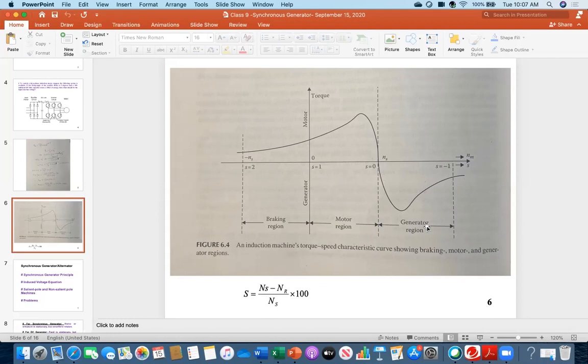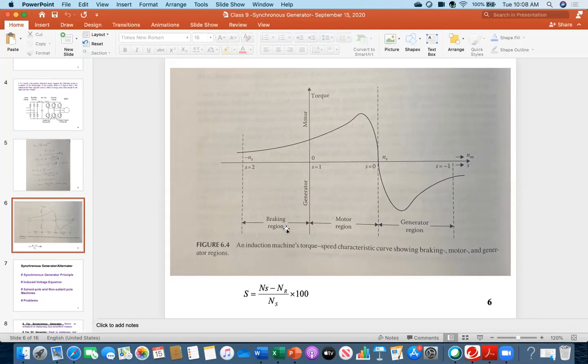Like I think two classes back I mentioned, for motor operation slip is positive, for generator operation slip is negative. Slip negative means the rotor speed is much higher than the synchronous speed. The mechanical side is dominating, the shaft side is dominating. That motor will start working as a generator and it will provide power to the grid. That is the meaning. And then there is this portion, it is called the braking region.